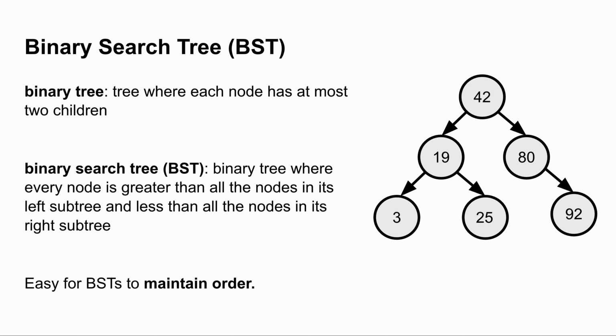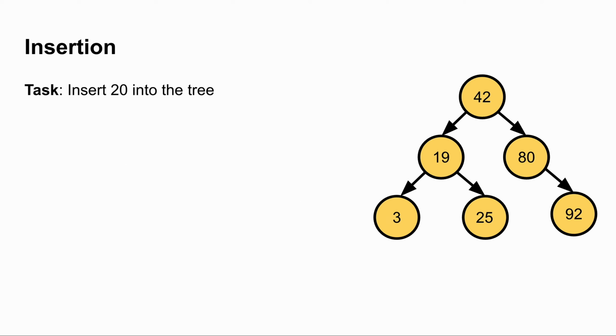Now, let's go over some operations, starting with insertion. Let's say we want to insert the number 20 into the binary search tree. To do this, we look at the root, which is 42, and ask ourselves, is 20 less than 42? The answer is yes, so then we insert 20 into the left subtree.